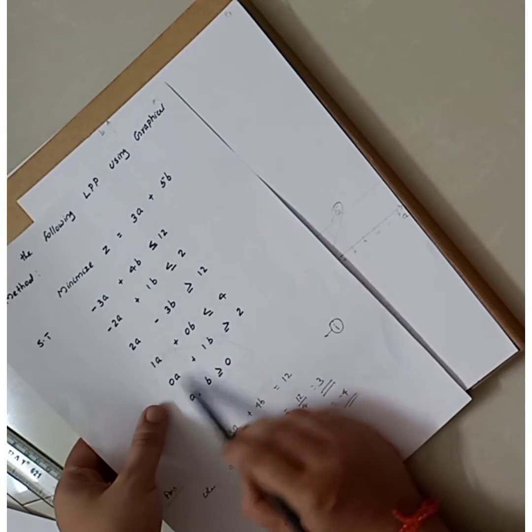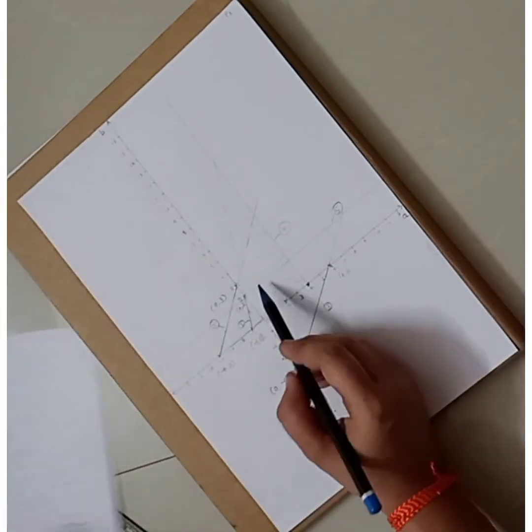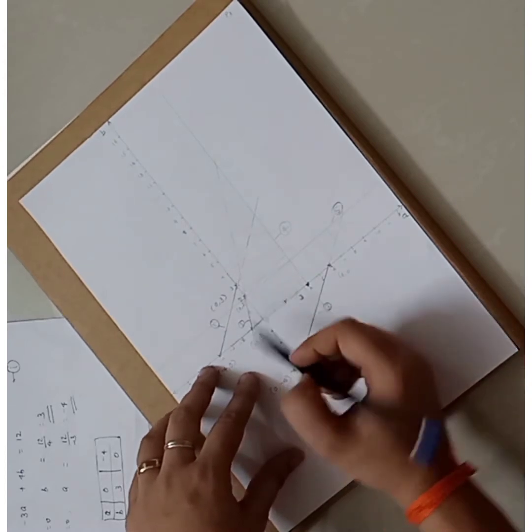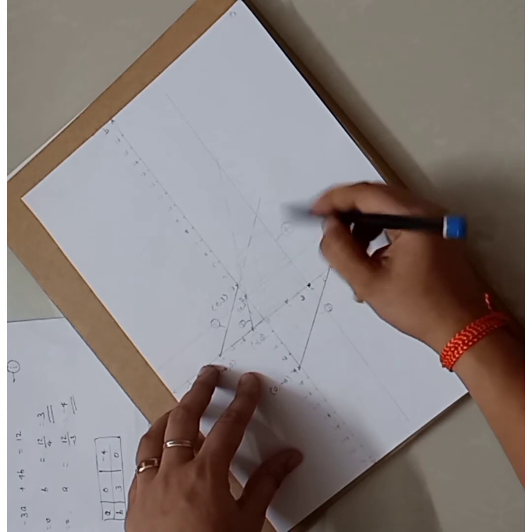Then the last constraint, 0a plus 1b greater than or equal to 2. That means the line parallel to this. So it is telling that greater than or equal to. That means it says that the feasible region is above this particular line.